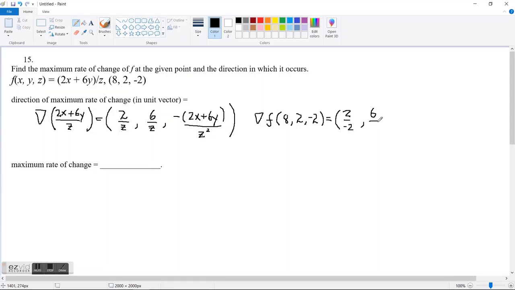However, note that the question asks for a direction given as a unit vector. So we will need to calculate the length of this vector and divide the vector by that length to get a unit vector. Okay, there we've done all our substitutions. Now we just need to calculate and simplify, and we will get negative 1, negative 3, and negative 7.